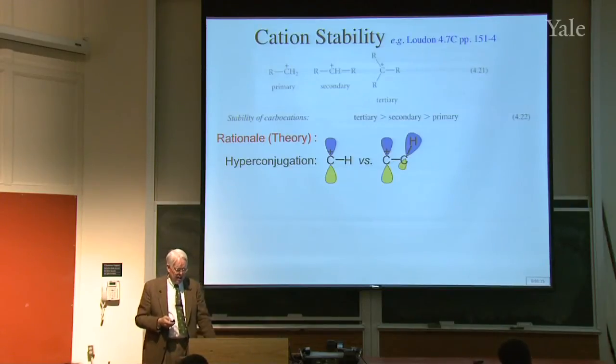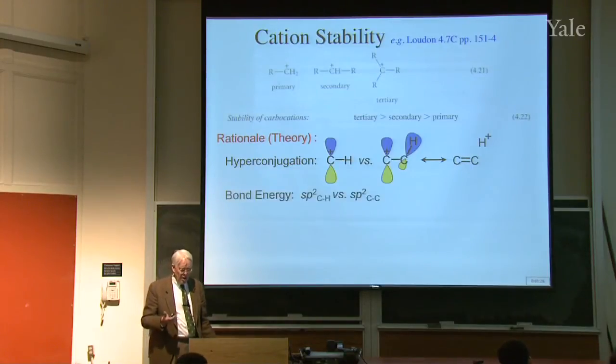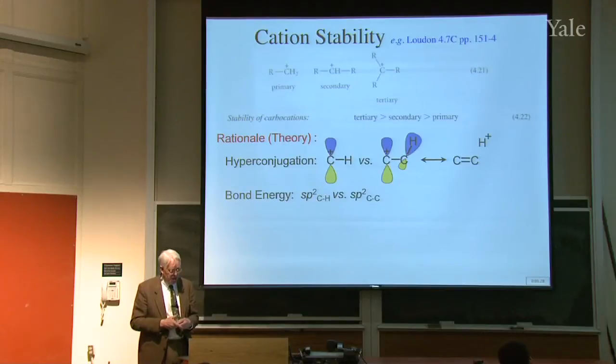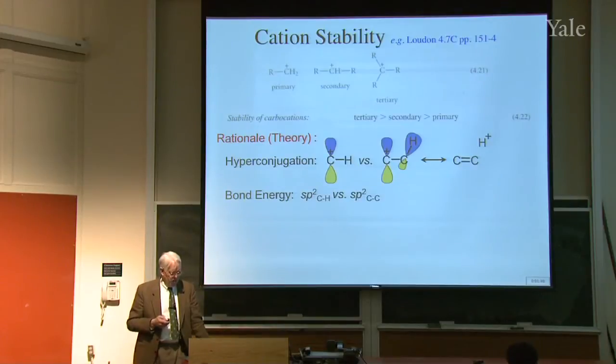So we've talked about this before, this hyperconjugation. And it can be denoted by writing a resonance structure, which has a double bond between the carbons and an H plus, or R plus if it's an R group out there. The other rationale for this order of cation stability is bond energies, and we've talked about this several times, changing CH to CC bonds when you have this especially advantageous sp2 hybridization of the carbon.